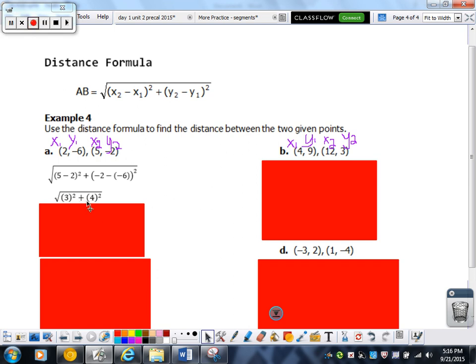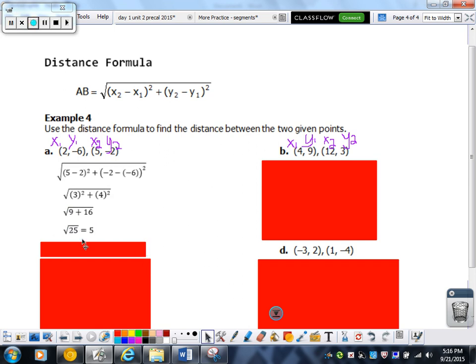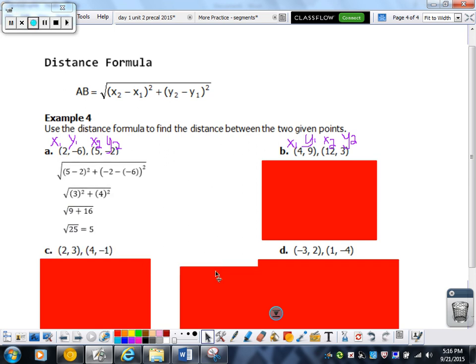3 squared plus 4 squared. 3 squared is 9, and 4 squared is 16. Add those two numbers together to get 25. Square root of 25 is 5, and we are done with our problem now. We have found the answer.